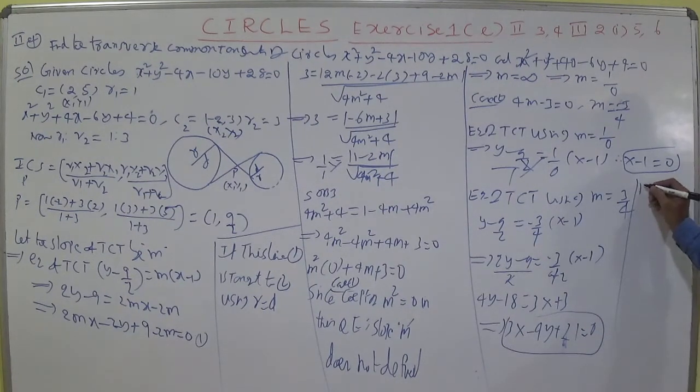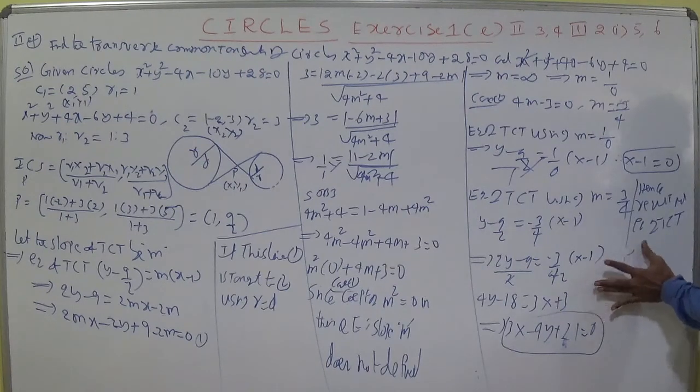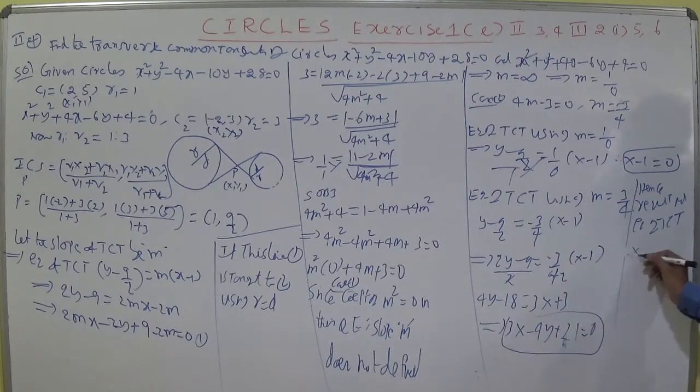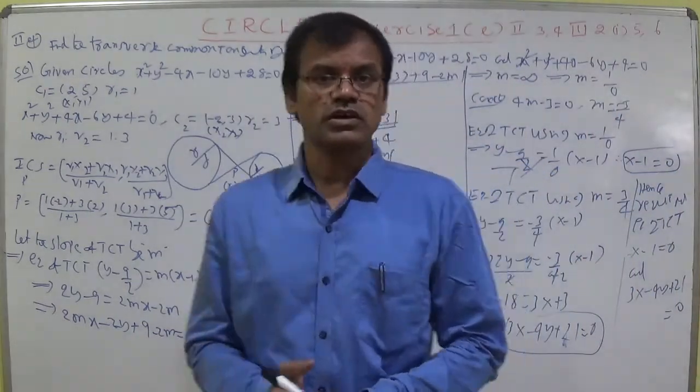At last we should write: hence the required equation of transverse common tangents, directly I am writing, x minus 1 equal to 0 and 3x minus 4y plus 21 equal to 0. This is the most IMP question, 7 marks in IPE.